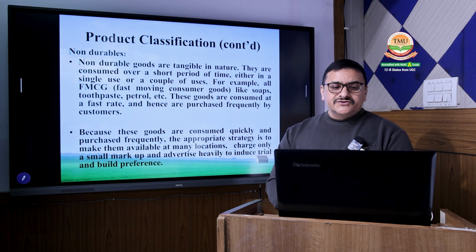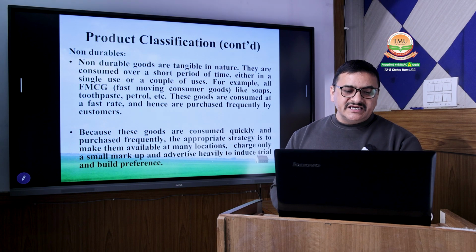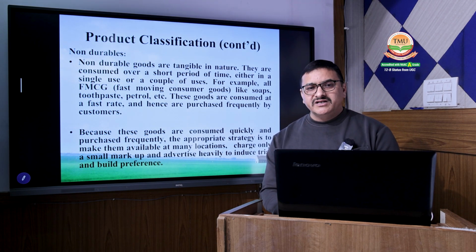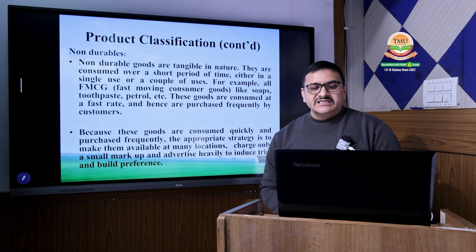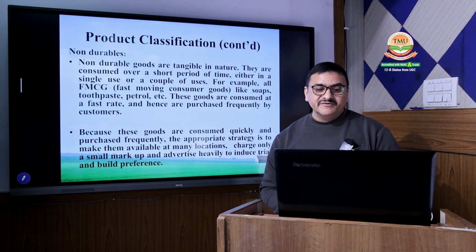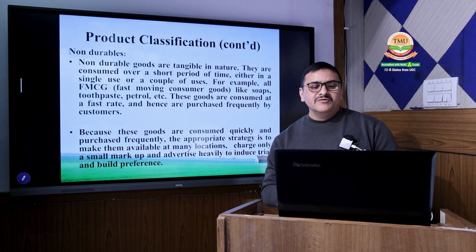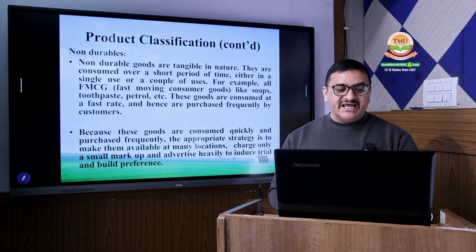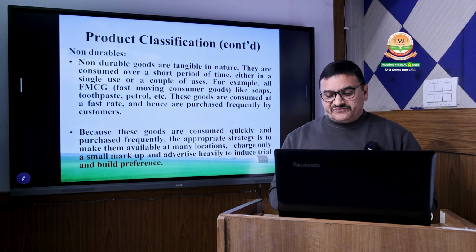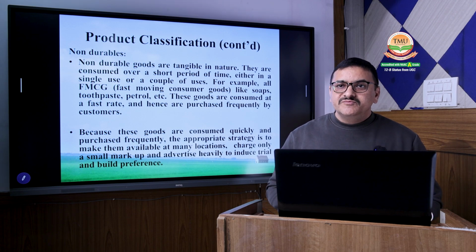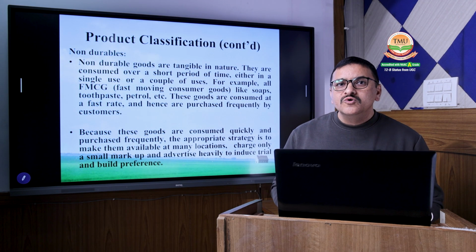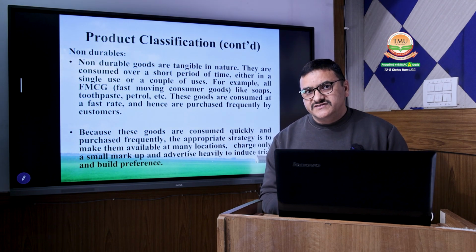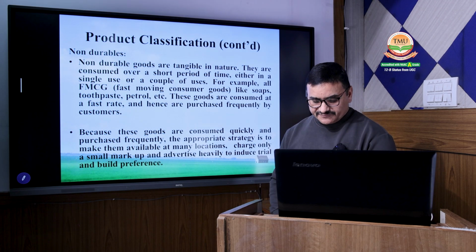Because these goods are consumed quickly and purchased frequently, the appropriate strategy is to make them available at various locations, charge a small markup, and advertise heavily to induce trial and build preferences. It means the FMCG products will have a very low profit margin, and if you want to increase the revenues, the sale must be maximized.